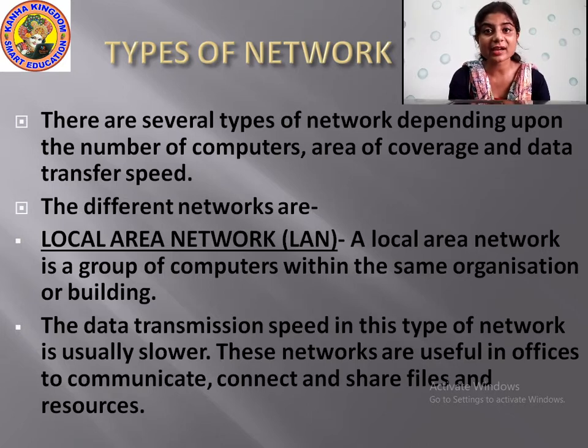How many computers are connected to each other, depending on that; then area of coverage. From a particular area to a particular area, a distance is needed to cover that network. Then data transfer speed: what is the speed of the data transfer in that particular area where the network is being used? Understood? So depending on these, there are different types of network.